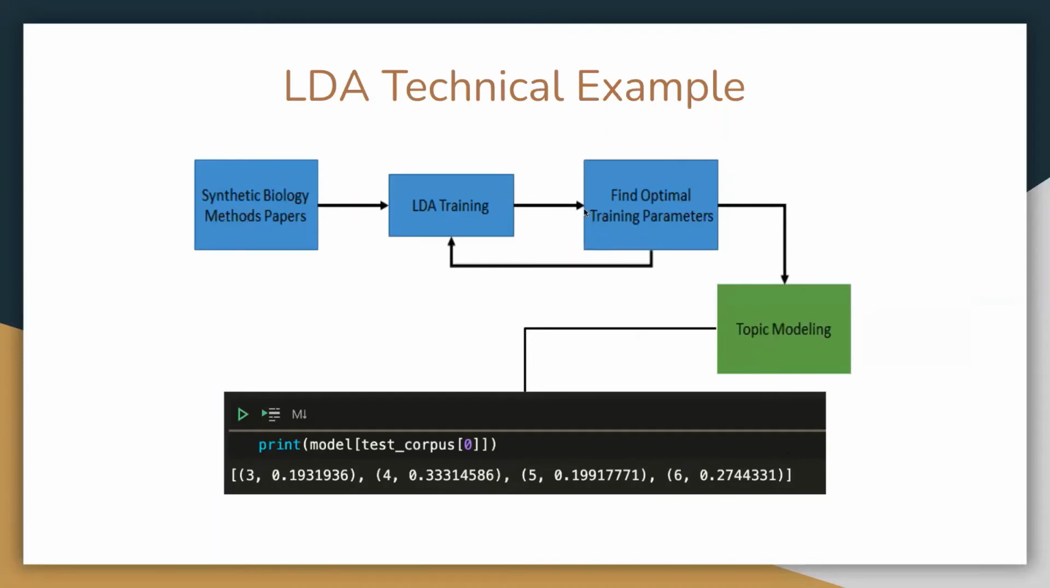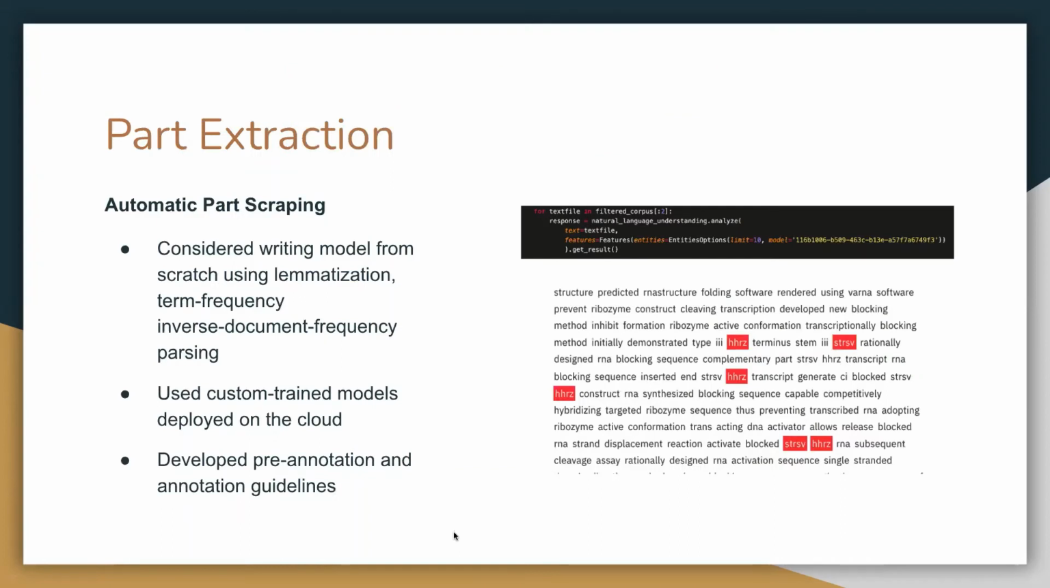So this is an example: you feed the model in, and it understands the training set. After that, with the topic modeling, you'll see an example where you put in a test document and you get subtopic 3, 20% correlation, subtopic 4, 33%, etc. After that, we need to focus on part extraction. As you can see here, there's an example of some text annotation we did in order to identify the best way to get a machine to recognize parts within a larger text document for papers.